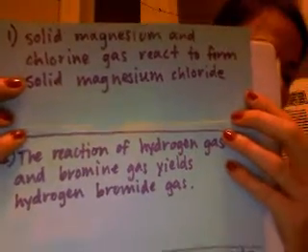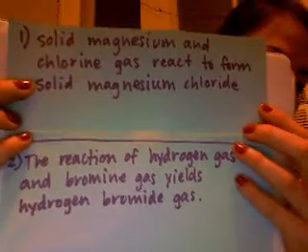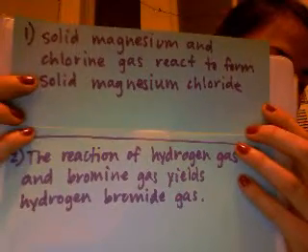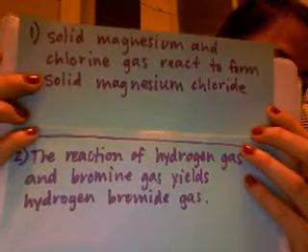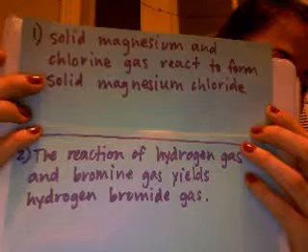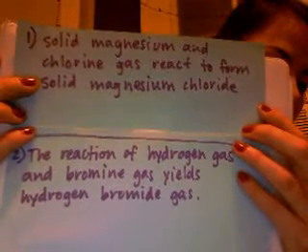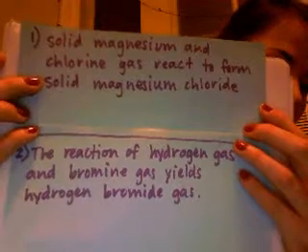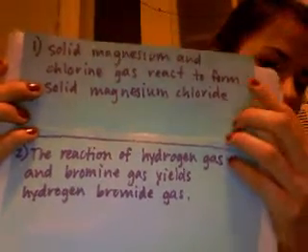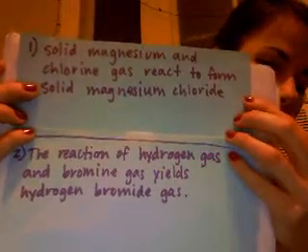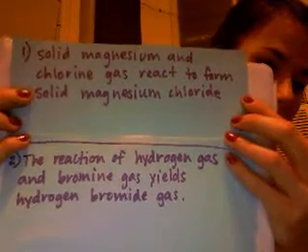So read number 1 with me. This is the first word equation. Number 1 says, solid magnesium and chlorine gas react to form solid magnesium chloride. We're going to go through the same process of taking the names that we see in the word equation, as well as the things like solid, gas, that kind of stuff, and we're going to put it into formulas.